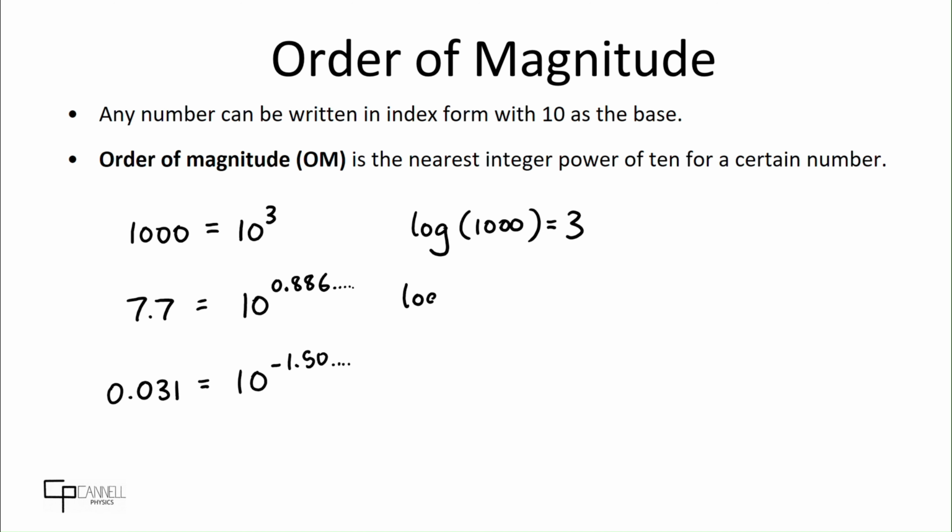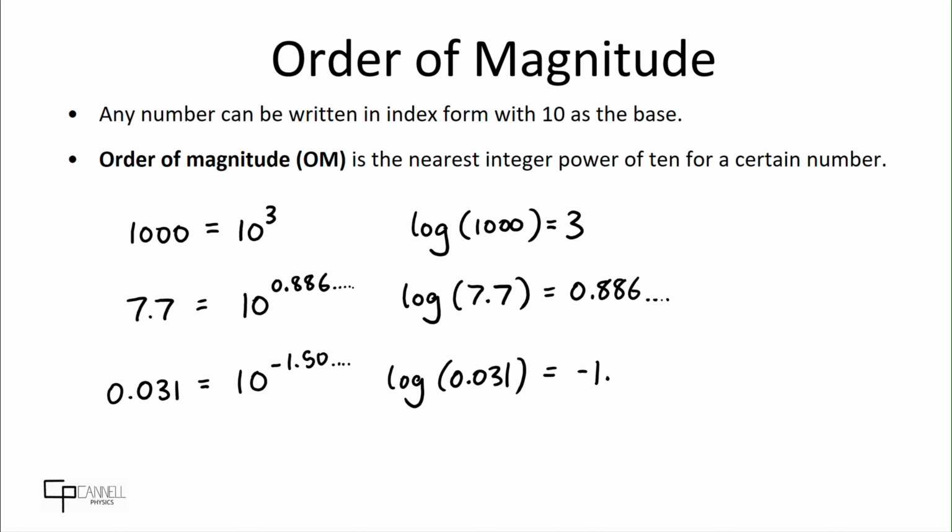The log of 7.7 is 0.886, etc., etc. And the log of 0.031 is equal to negative 1.50, etc., etc. Now we're ready to understand order of magnitude.